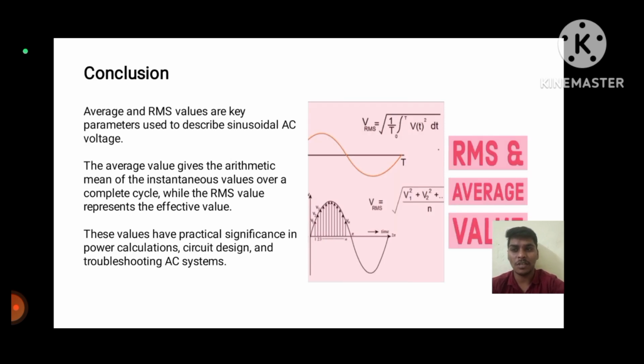Conclusion. Average and RMS values are key parameters used to describe sinusoidal AC voltage. The average value gives the arithmetic mean of the instantaneous values over a complete cycle, while the RMS value represents the effective value. These values have practical significance in power calculation, circuit design and troubleshooting AC systems.